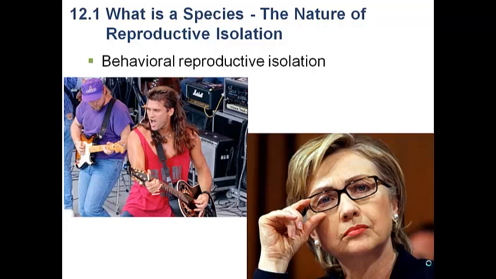Humans are not totally divorced from this idea of behavioral reproductive isolation. One of my favorite examples that would seem to illustrate behavioral reproductive isolation would be the individuals we see on the screen. We have Billy Ray Cyrus and we have Hillary Clinton. Both are approximately the same age. Back when they were of reproductive age, they probably could have met, but I think it's unlikely that, because of behavioral reproductive isolation, it would have worked out.